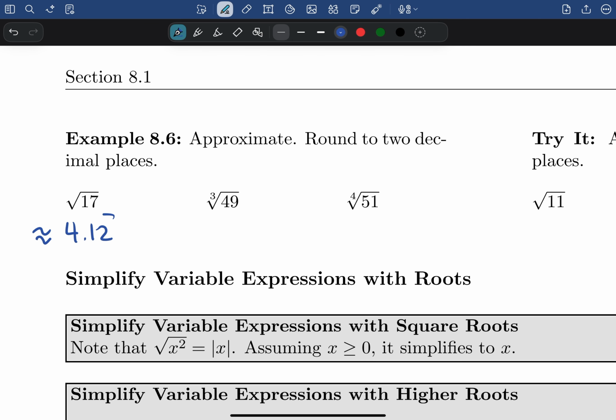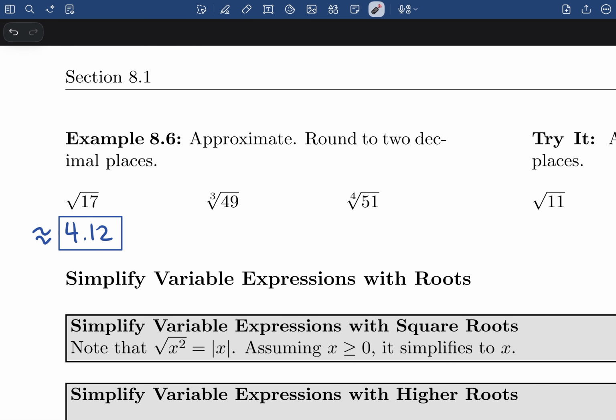That's an approximation. It actually is a value that goes on forever. It's irrational. When you take the square root or any root of a number that's not a perfect square, perfect cube, perfect fourth, that number is irrational. It's like pi. It goes on forever, but they told me to round to 2 decimal places. All right, well, let me try another one, the cube root of 49.